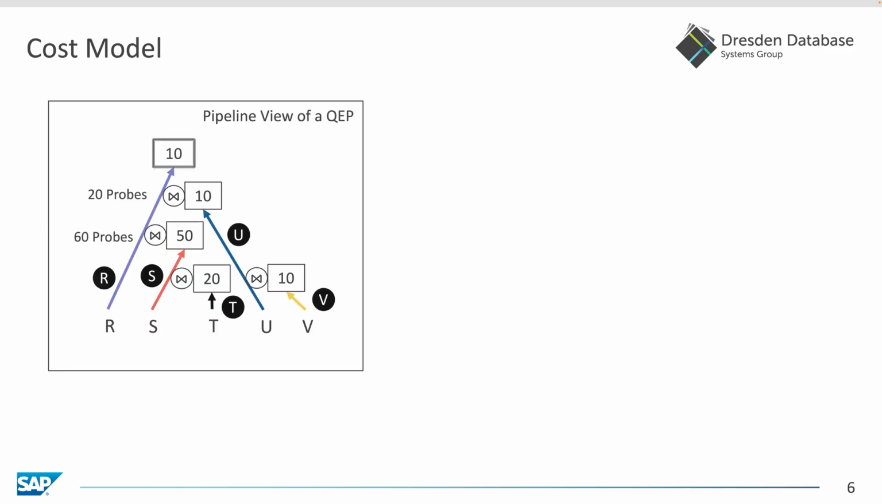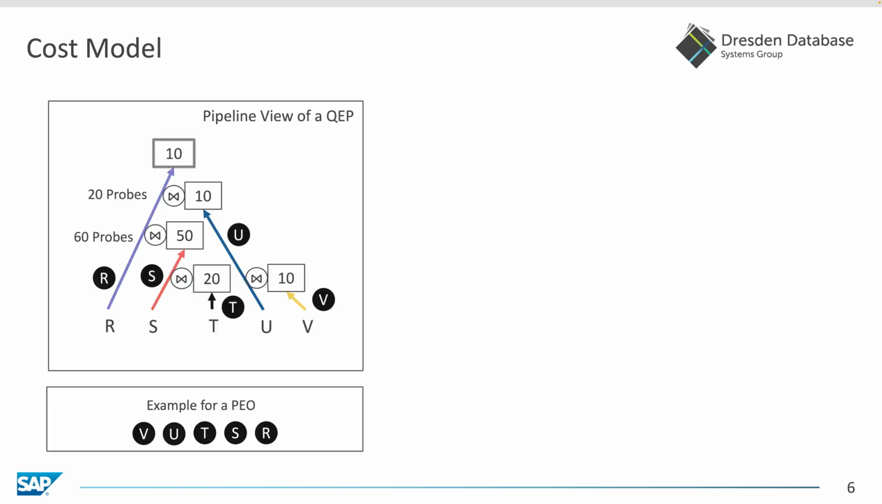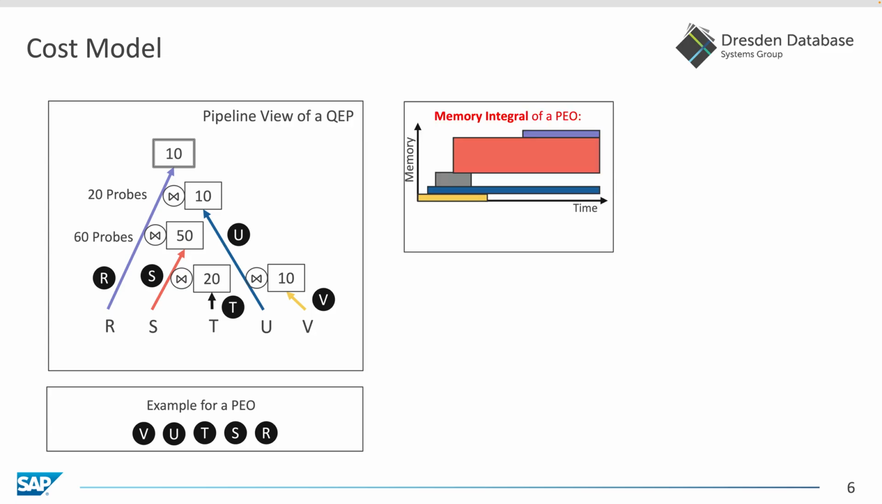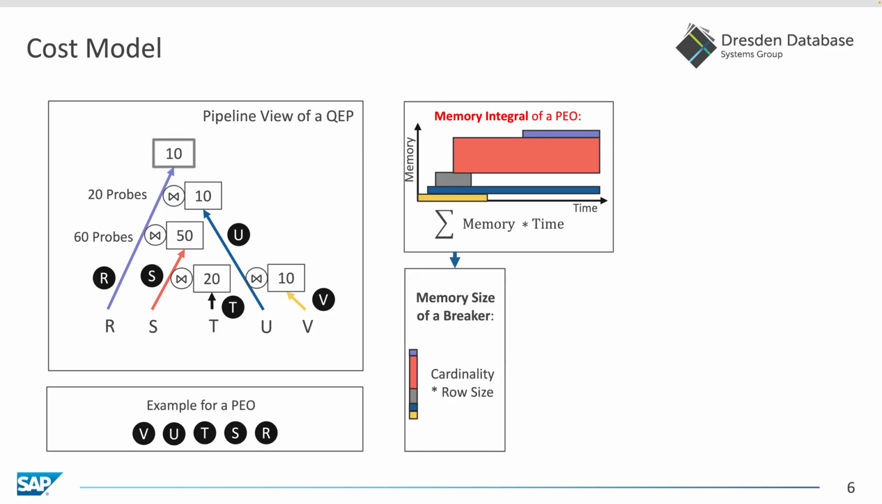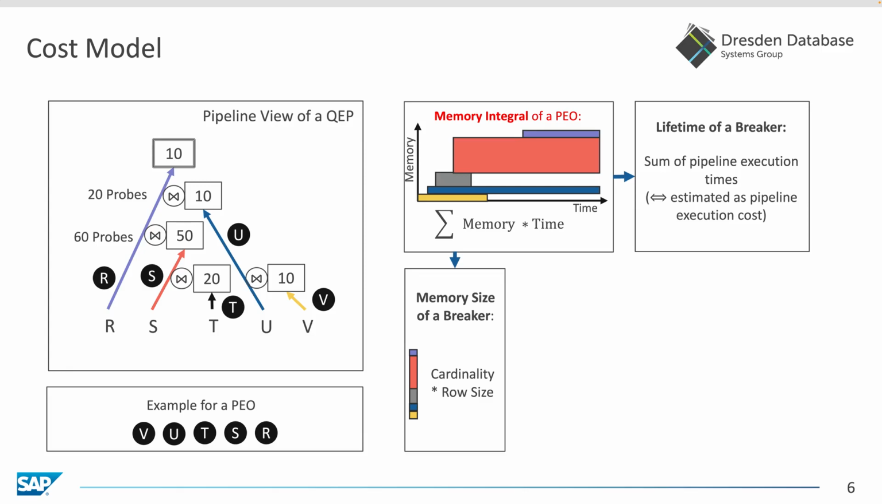Again, we start with a pipeline view of a QEP. Then we take one possible PEO as a starting point in order to deduce our memory costs. And the memory cost that we will face is actually the memory integral of a PEO, which is the sum of all memory used over time. And we derive the memory size of the individual breakers, which are the consumers of memory in our model, to be the cardinality times the row size of the intermediates inside the pipeline breaker.